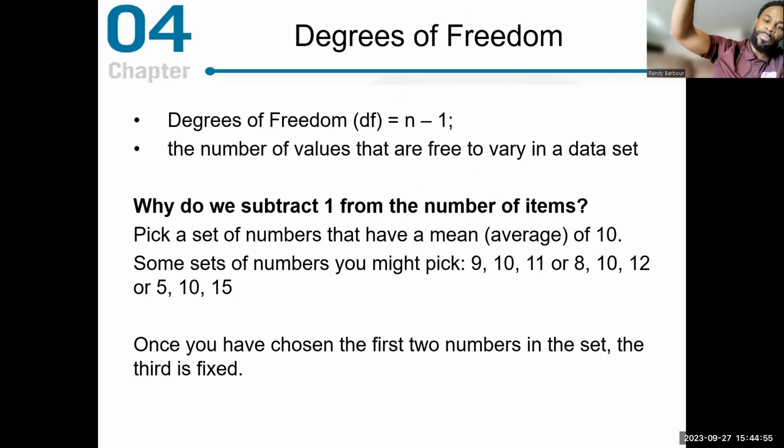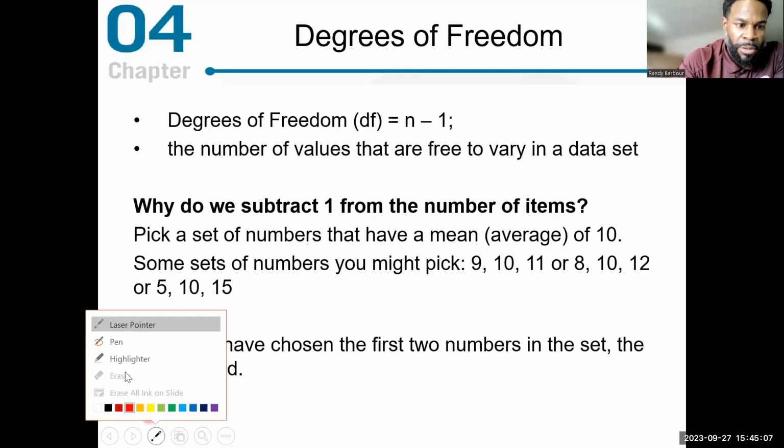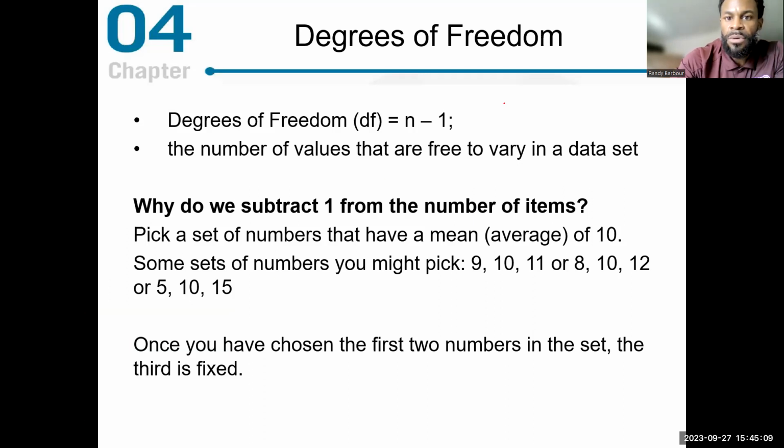So you have the total number of the sample. So what will be the degrees of freedom for a sample of, let me put it on the screen so you all can see it. All right. So if I gave you n equals 10.